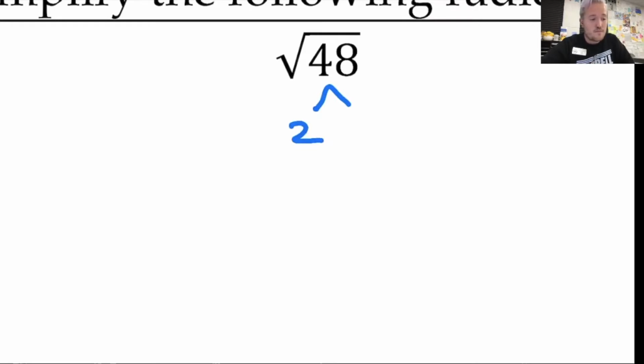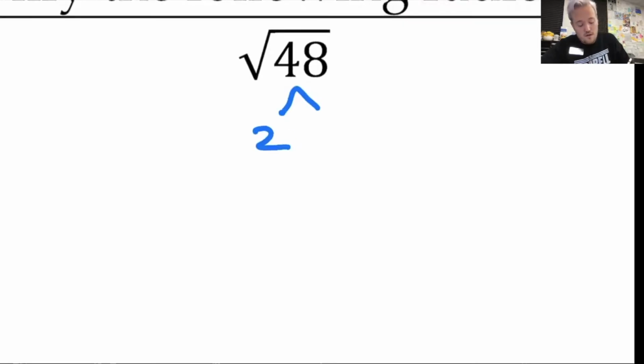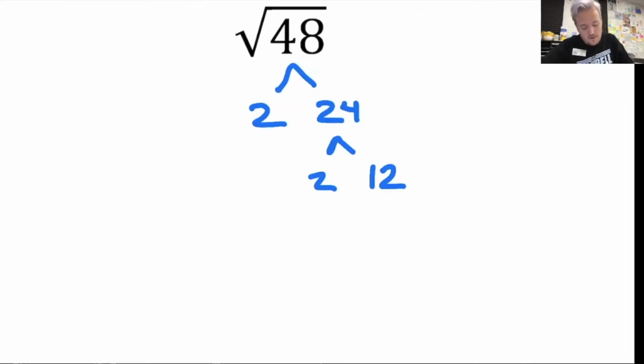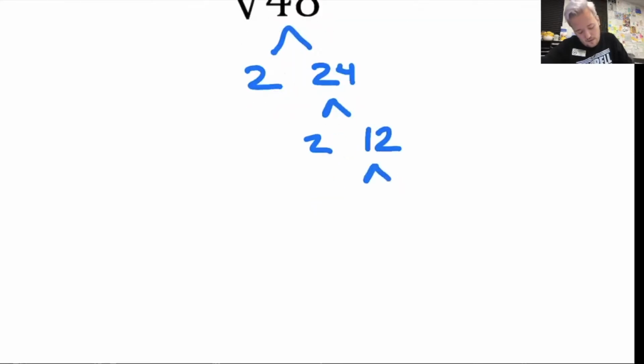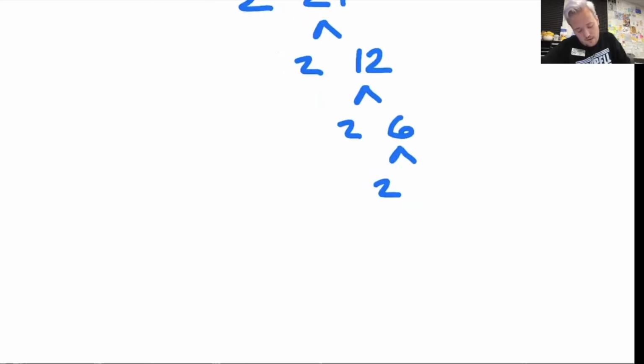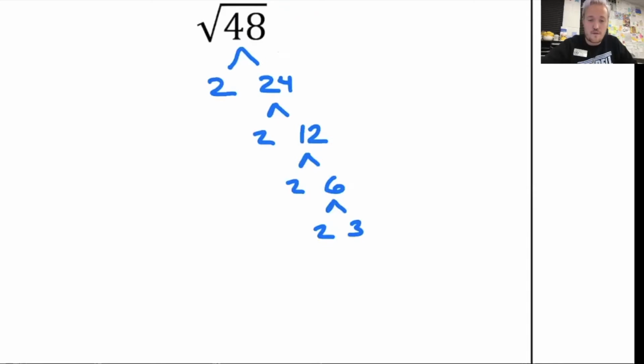All right. So now I'm going to divide by 2, which is going to give me 24. 24 is even, so I'm going to divide by 2 again, and I get 12. 12 is even, so I'm going to divide by 2, and you get 6. And then 6 can break down into 2 and 3.